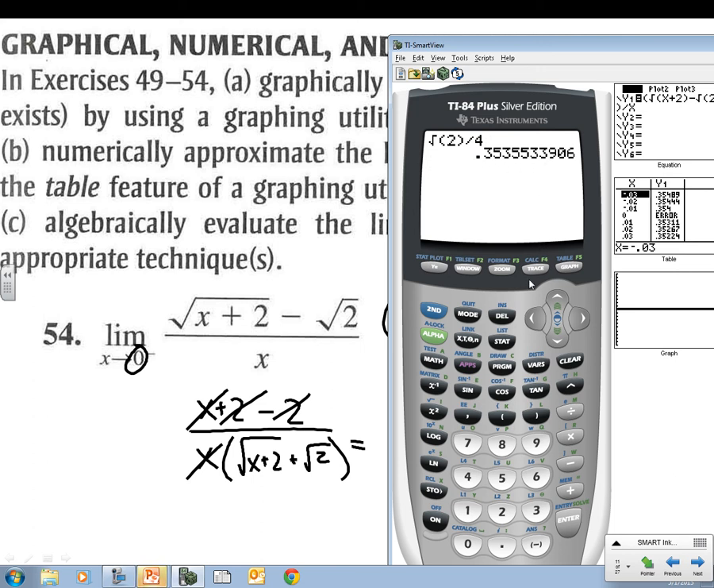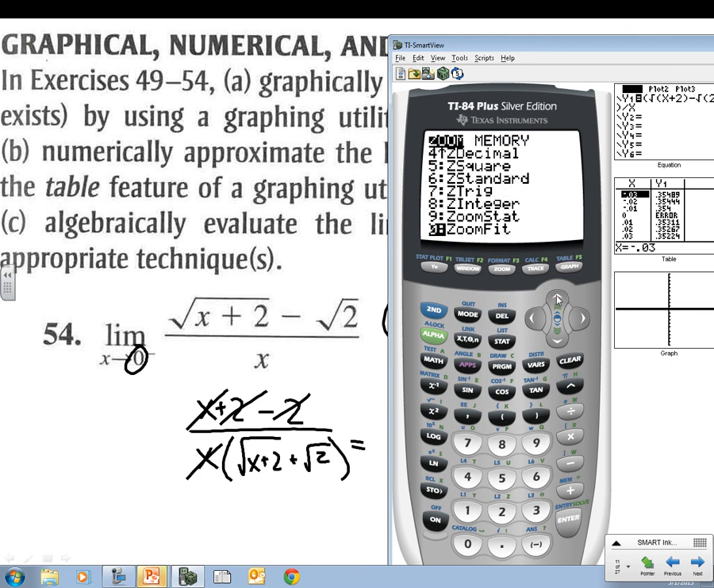And how about by the graph? Let's check the window. Let's go negative 1 to 1, so we're centered on 0. And graph it. Really small, I can't really see what's going on here, so let's zoom in. Go with the zoom fit to adjust our y values. There we go.